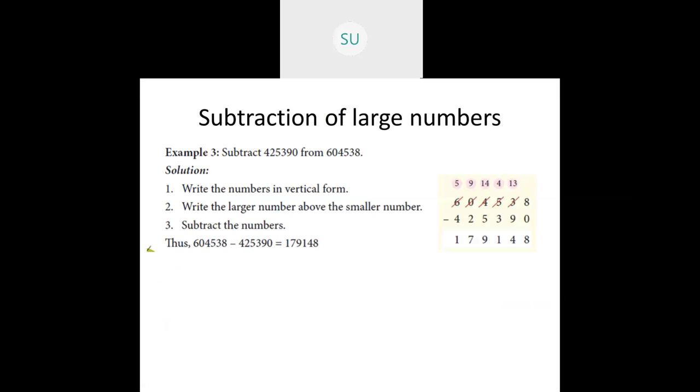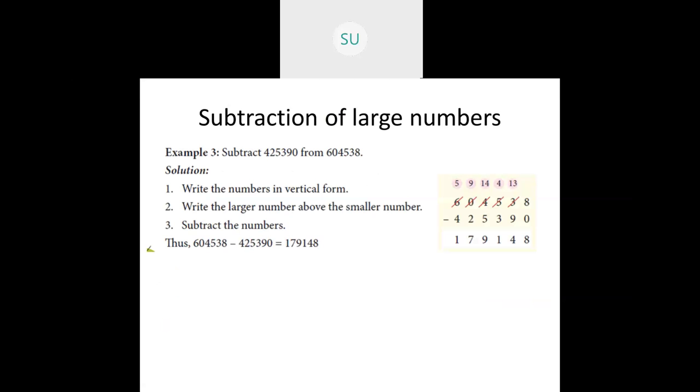Then we saw what is subtraction of large numbers. When you're doing subtraction, the first step is the same. First you write the numbers in vertical form in columns according to their place values. Then you always write the larger number above the smaller number. The larger number is called the minuend, the smaller number is called the subtrahend, and when you subtract the two numbers, you get your difference.